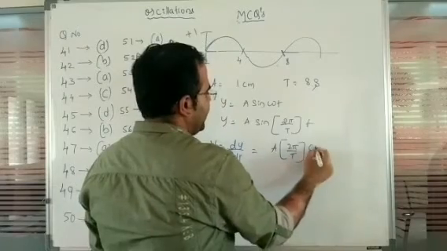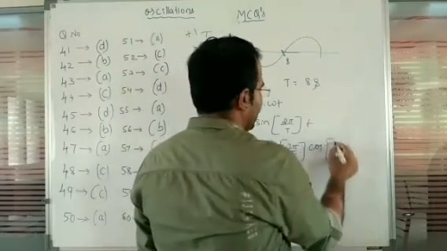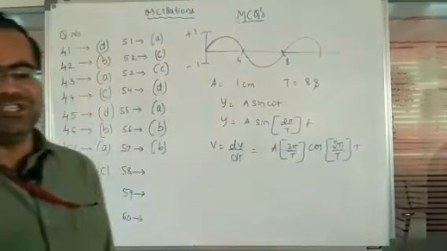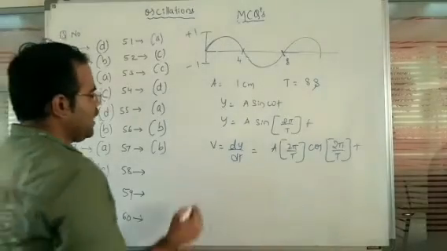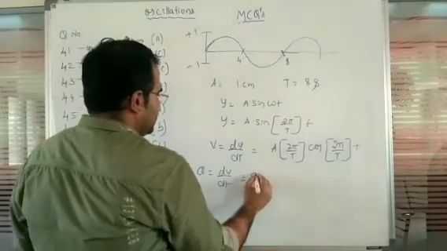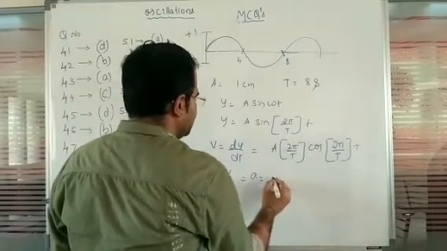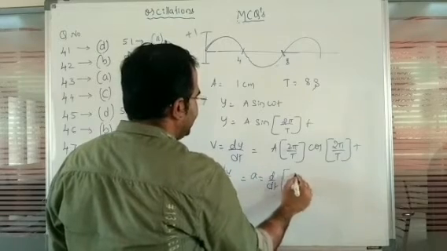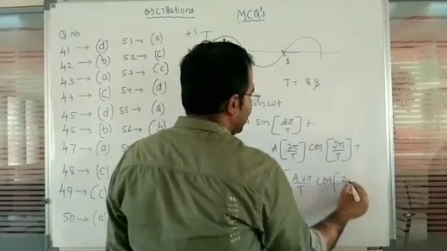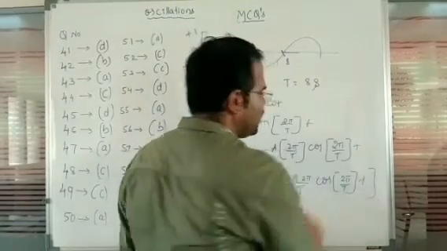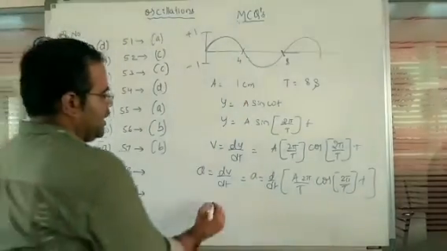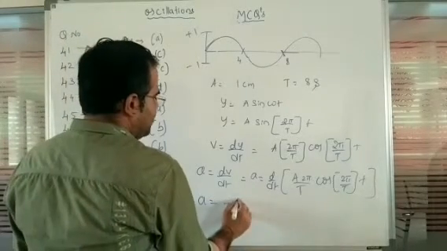So 2 pi by T, next cos of 2 pi divided by T multiplied by t. So this is the first differentiation. Now again we want the acceleration, so we can write a = dv/dt. So further, a is equal to, again differentiation, d/dt of A 2 pi divided by T, next cos of 2 pi divided by T into t value. So this you are going to differentiate. When we differentiate, again you are going to observe the acceleration is minus A.